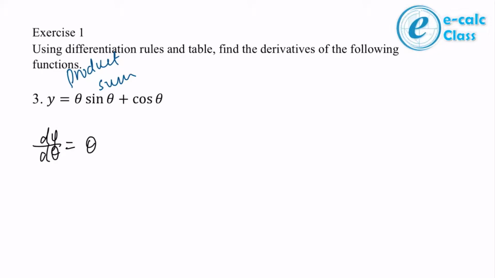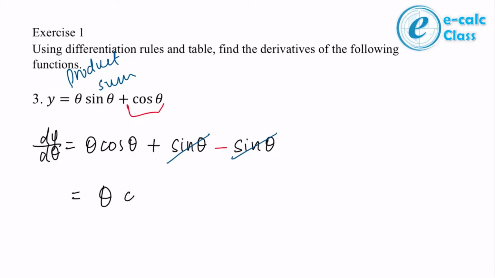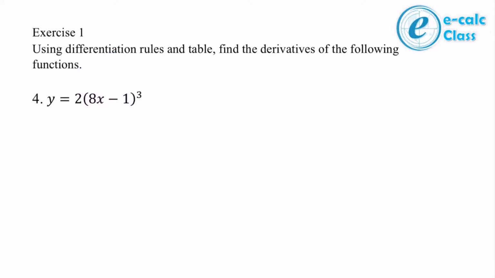Follow me closely. u dv/dθ. What is the derivative of sine? Cos theta. Plus v du/dθ. You differentiate theta, you get a 1, so it's just sine theta. But don't forget your cos theta at the back. Cos theta, the derivative is negative sine theta. And this sine theta and sine theta can cancel. At the end of the day, it is just theta times cos theta, finish. Moving on to the next one.